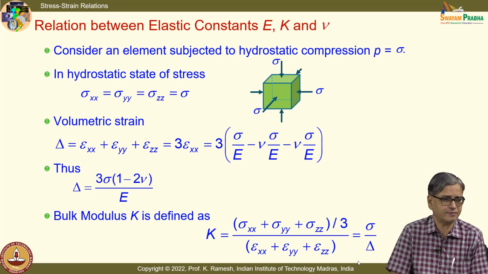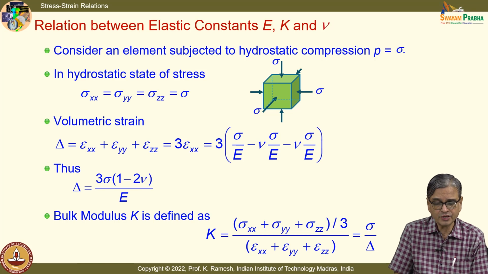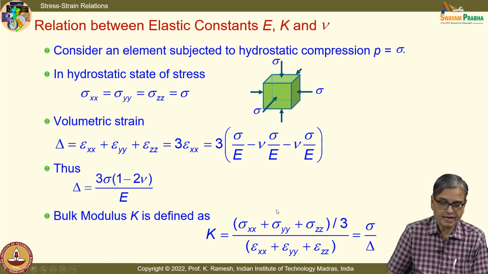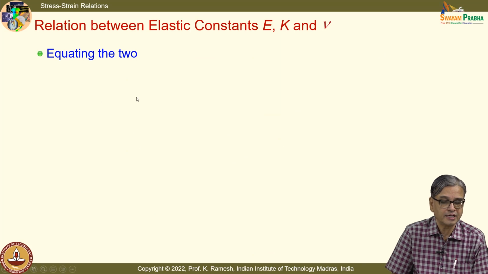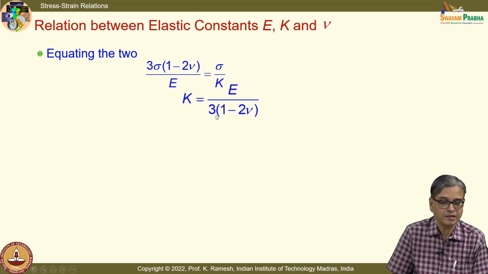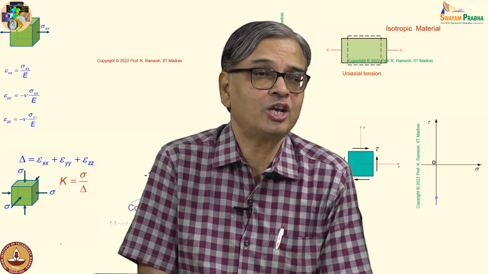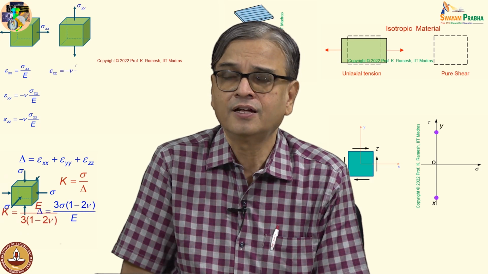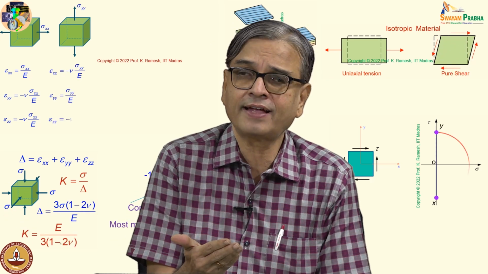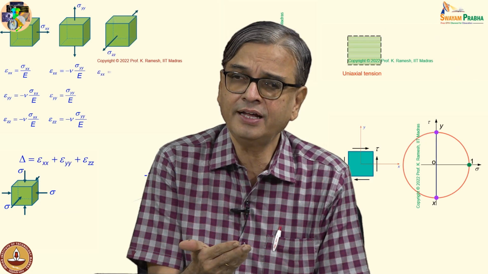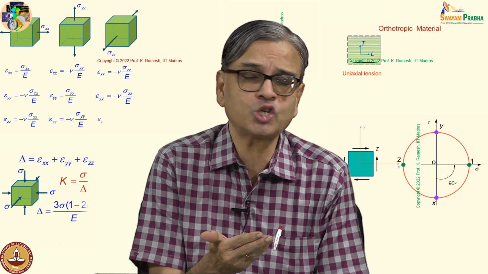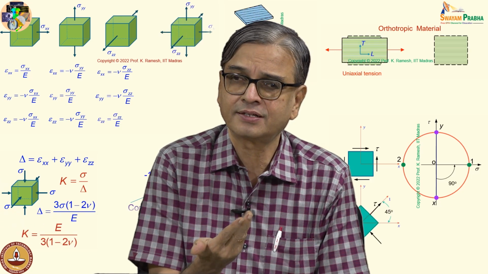Now, we have all the quantities. We have delta in terms of sigma. So, when I substitute this, I get an expression for the bulk modulus K in terms of Young's modulus, E divided by 3 into 1 minus 2 nu. So, what is your first take? What will be the value of K in comparison to Young's modulus? We have already seen the shear modulus is smaller than Young's modulus. So, similarly, your bulk modulus is also smaller than Young's modulus.